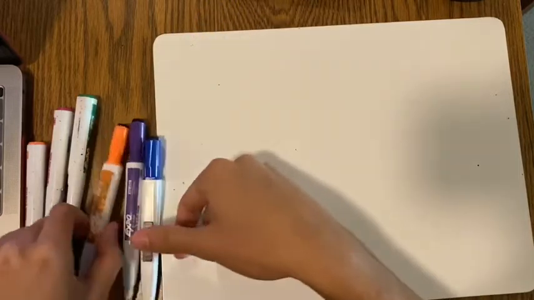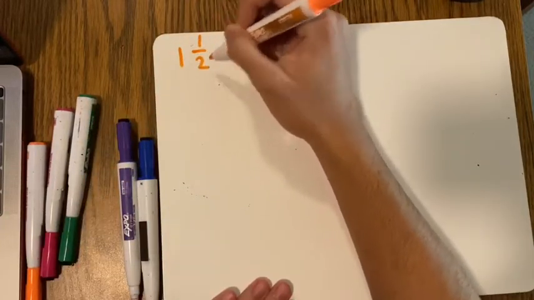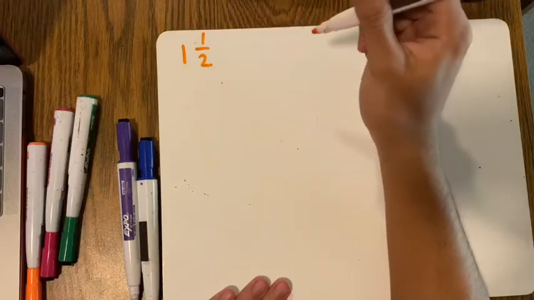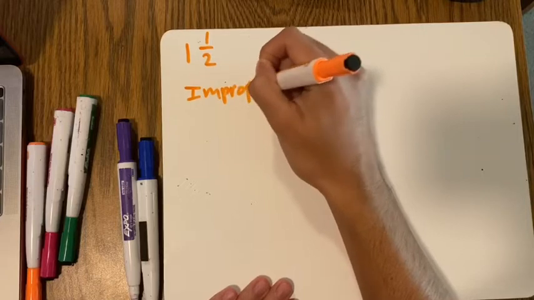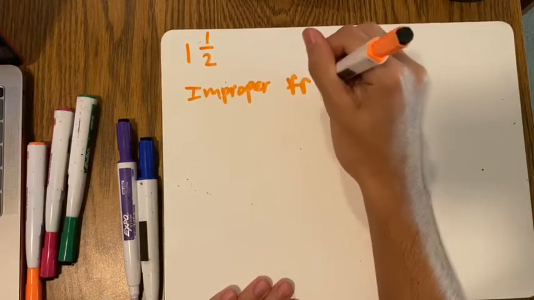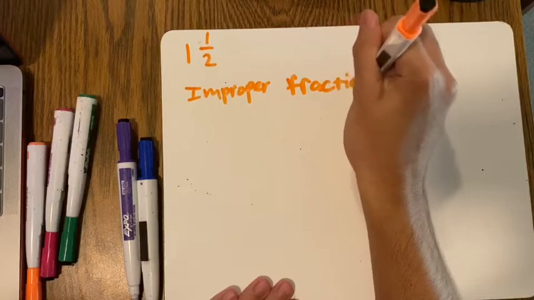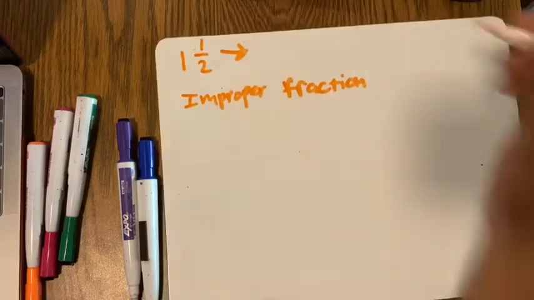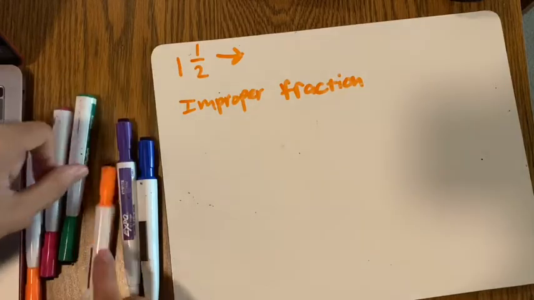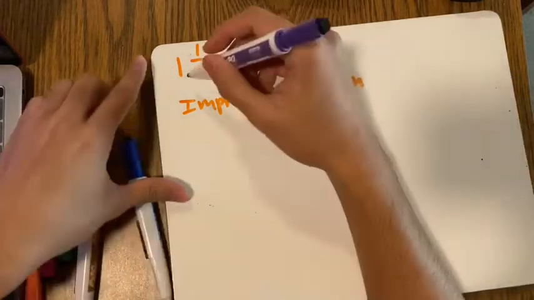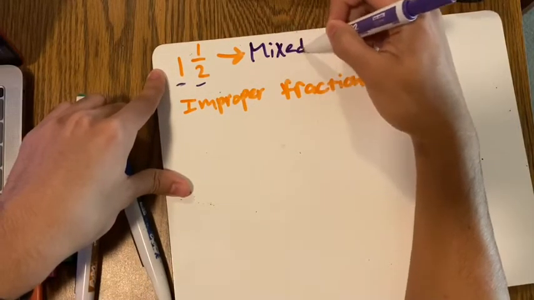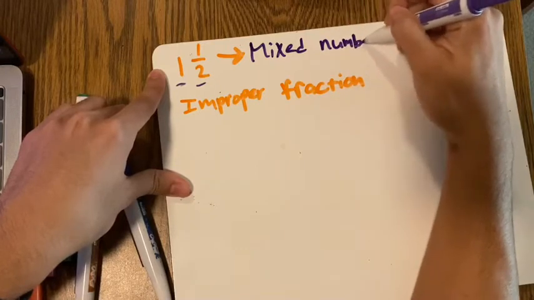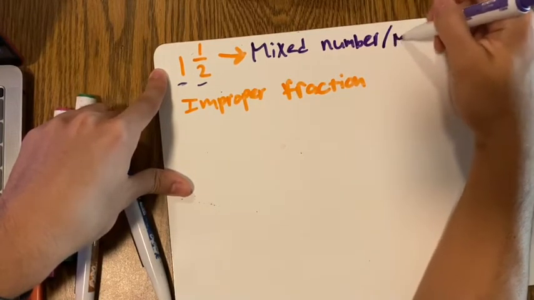Number 2 says, write 1 whole and 1/2 as an improper fraction. So I need to find an improper fraction. This is what we call a mixed number, right? Because I have a whole number and then a fraction. They're mixed. It is a mixed number, or also called a mixed fraction, but same thing.